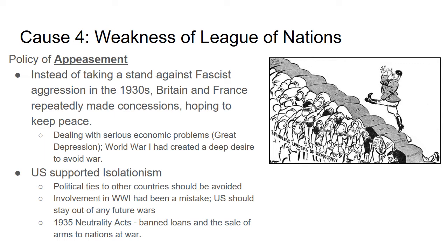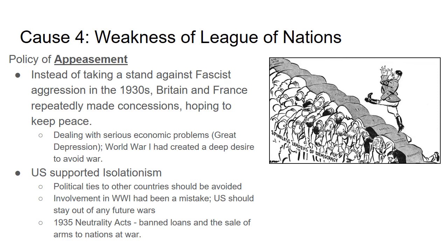The United States, meanwhile, had become intensely isolationist post-World War I. Many people in the United States felt that political ties with other countries should be avoided, that the United States shouldn't have gotten involved in World War I, that it should stay out of any future wars. And in 1935, they actually passed the Neutrality Act that bans loans and the sale of arms to nations in war.